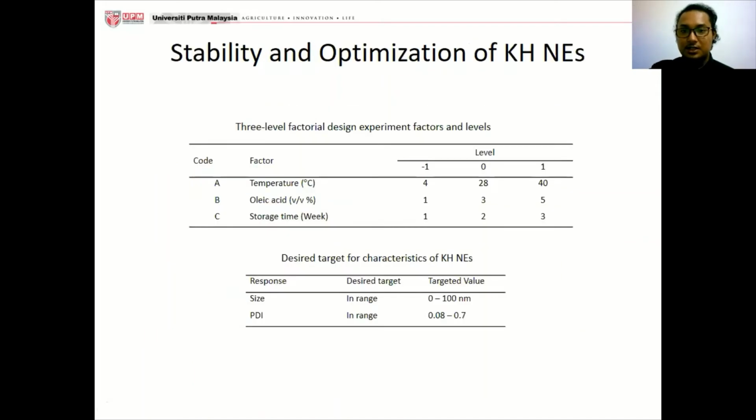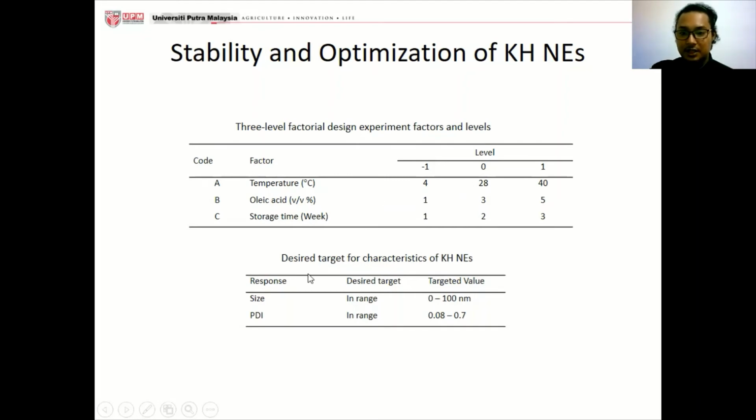Next is the stability optimization of fluid honey nanoemulsion. This is just how I organize my RSM, how I use it to key in my data to get my statistical analysis. So I have three different levels: -1, 0, and 1. This is just the symbol. I will be using three factors: temperature, oleic acid, and storage time. So I will be studying the interaction between these three factors.